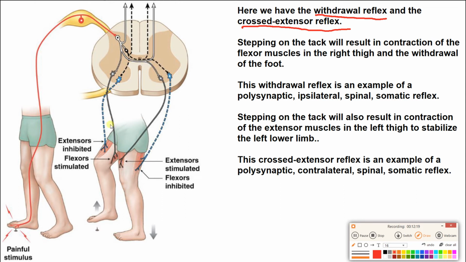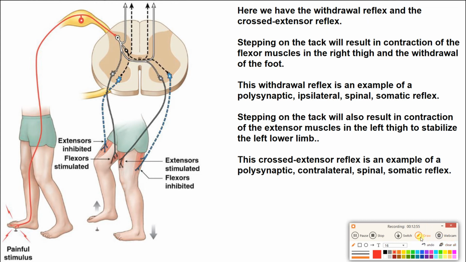Now, this crossed extensor reflex is polysynaptic because, again, we got an inner neuron, but it's contralateral. So this is a great example of a contralateral reflex because the stimulus is on the right side. The right foot gets stuck with a tack, and then the response is in the left thigh, the quads of the left thigh. Still a spinal reflex and a somatic reflex for the same reasons as previous, but we see this as a contralateral one, which is pretty neat.